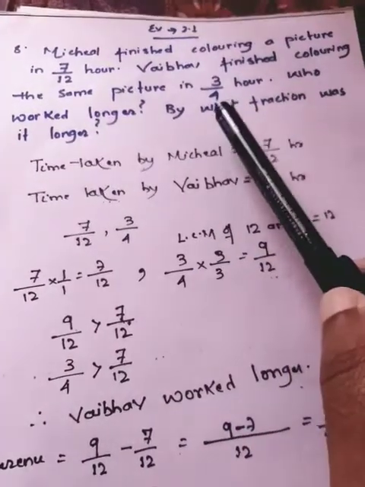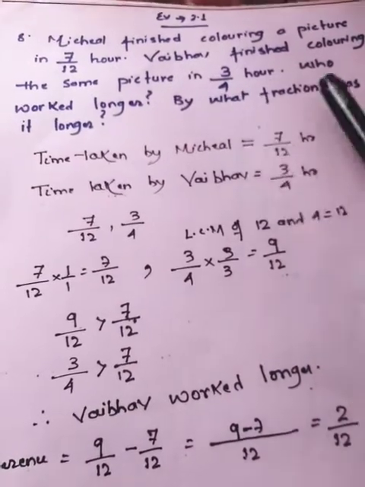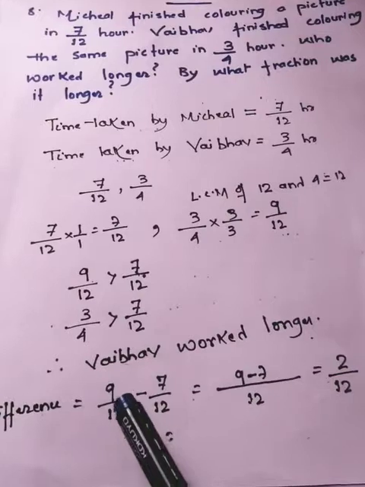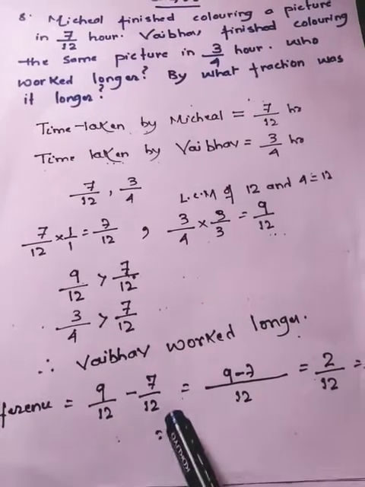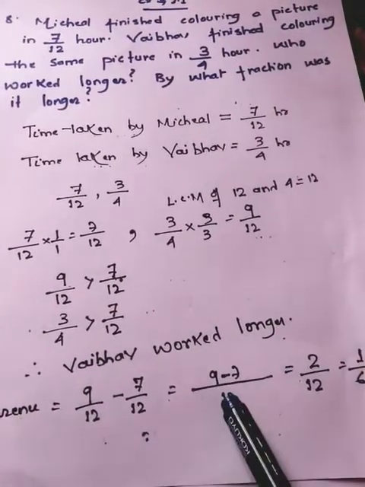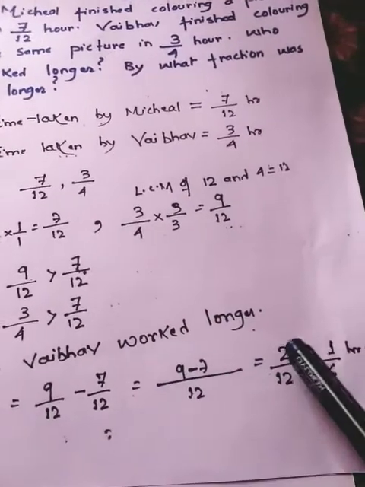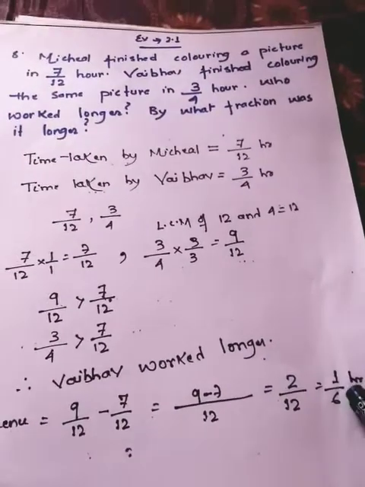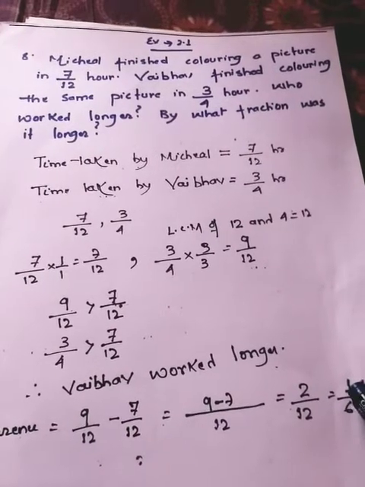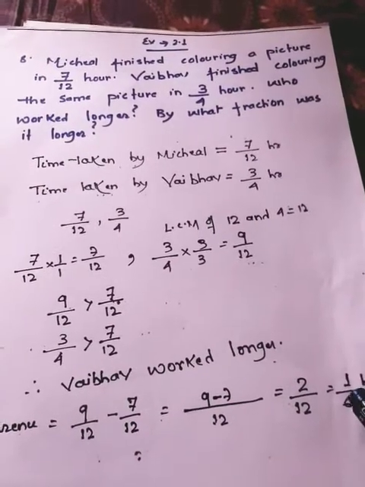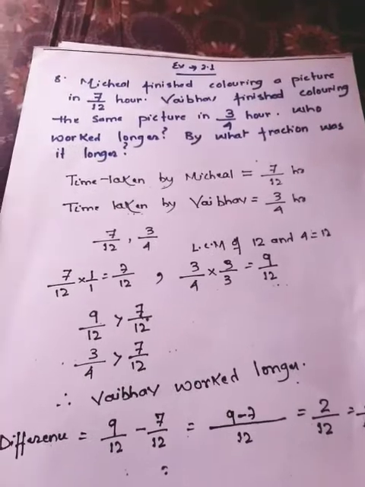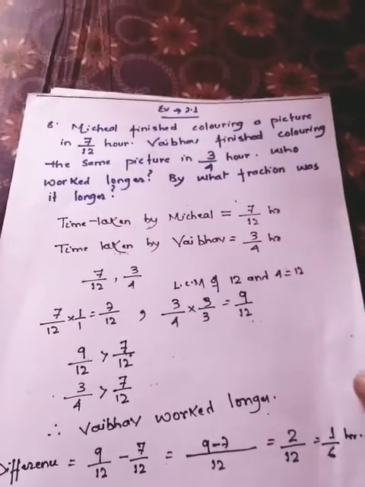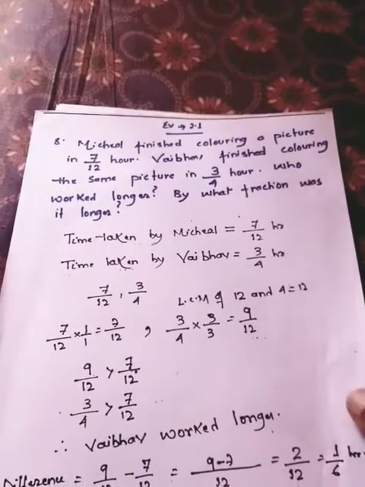Now let's answer the second question, that is by what fraction was it longer? That is, we have to get the difference. Now difference is equal to 9 by 12 minus 7 by 12. LCM is 12 only. So 9 minus 7, that is 2 by 12. Reduce it. 2 1s are 2, 2 6s are 12. So the answer is 1 by 6 hours. So Vaibhav worked 1 by 6 hours longer than Michael. Okay, so this is the solution of question number 8. Now let's move on to exercise number 2.2.